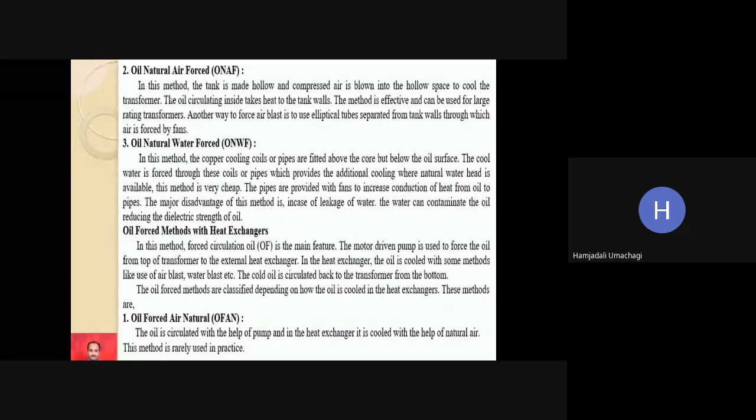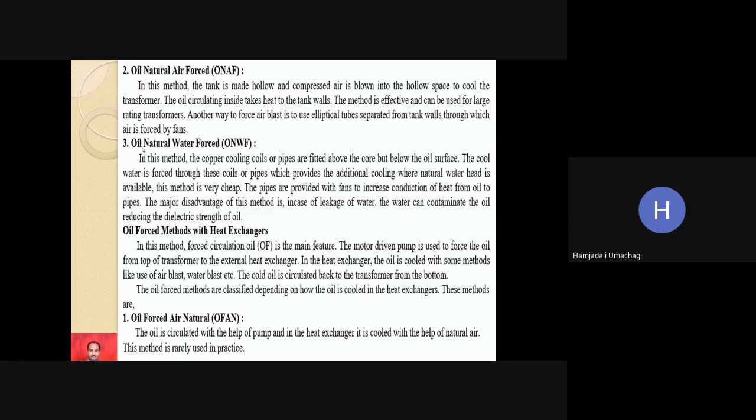All these methods come under oil natural and air forced. Oil natural means the oil circulates naturally, but some compressed air is blasted to carry the heat from the oil. This method we call ONAF, oil natural air forced.